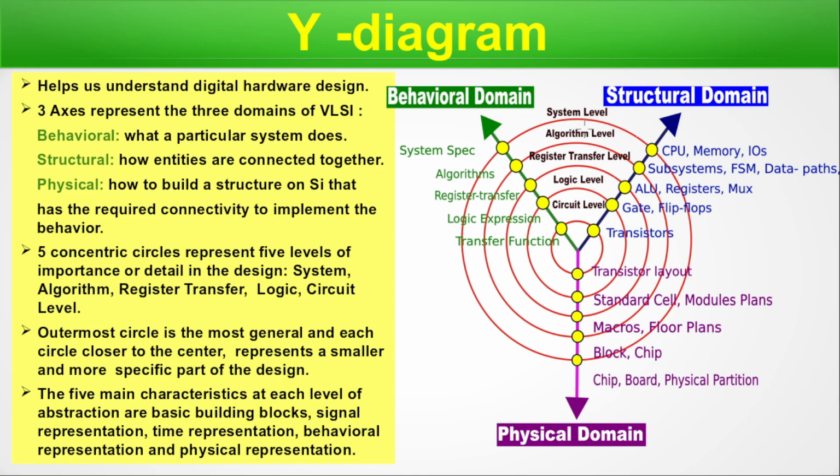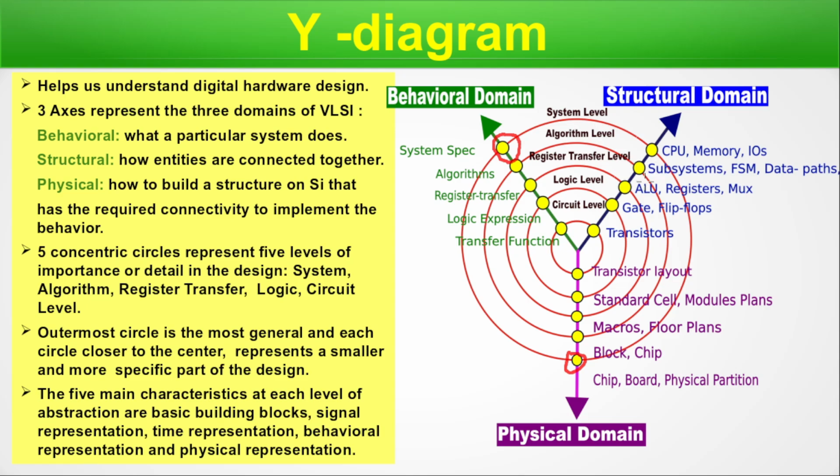The outermost circle represents the system level. If we move to the behavioral domain, it's represented by system specification. If we move to the structural domain, it's about CPU, memory, IO. And if we move to the physical domain, it talks about the chip and physical partitioning. At the same time, in the next level, the algorithmic level, the behavioral domain is about the algorithm.